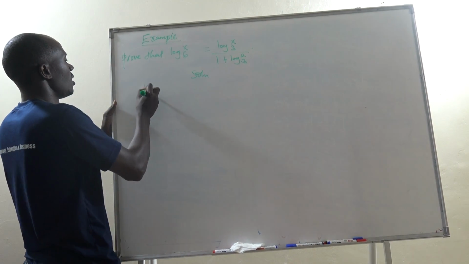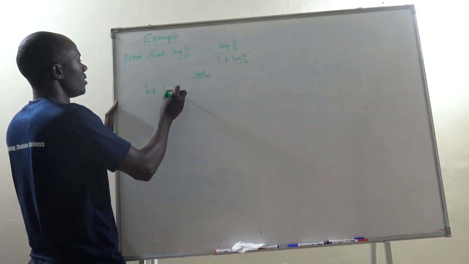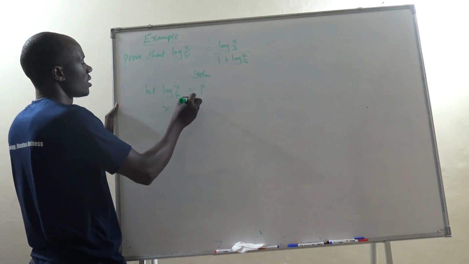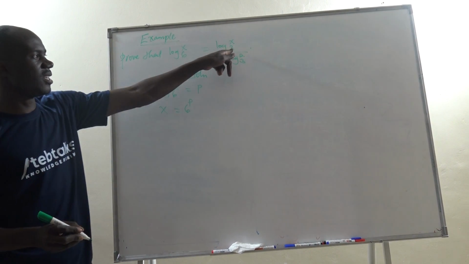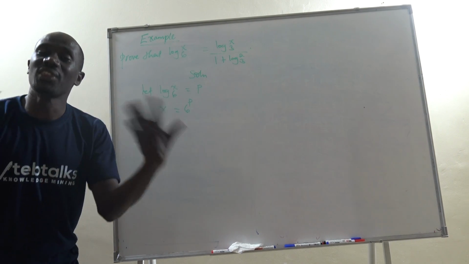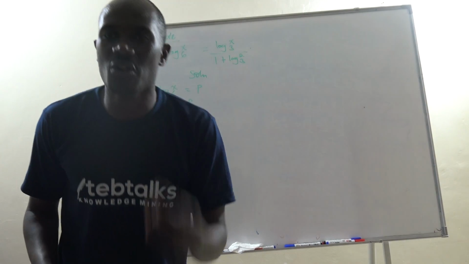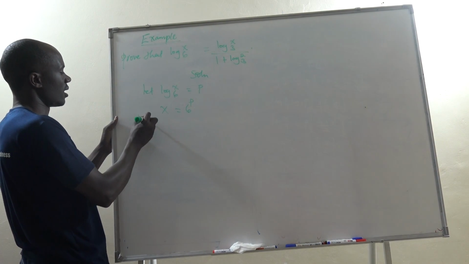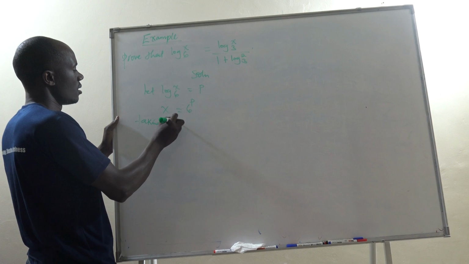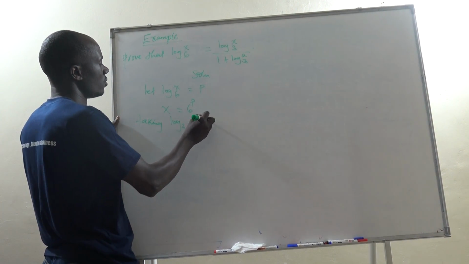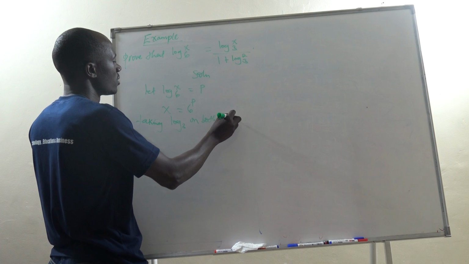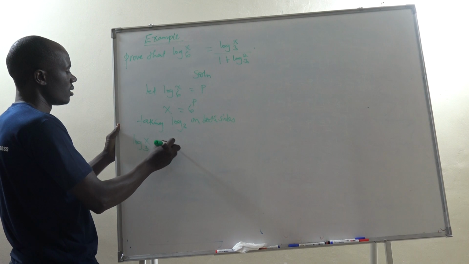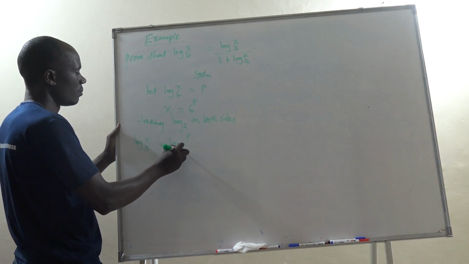So I'm going to say, let log of x base 6 equal p. So this becomes x equals 6 power p. See, what is the base there? The base is 3. That means I'm going to introduce log to base 3 on both sides. Taking log to base 3 on both sides, what are we having? We are having log of x base 3 equals log of 6 power p base 3.